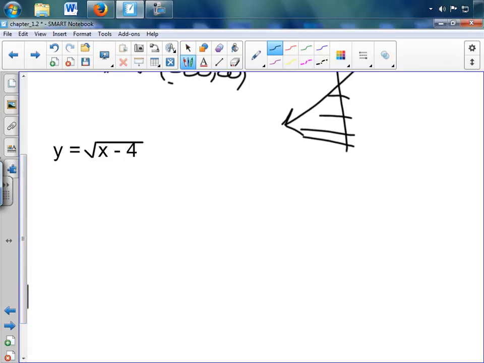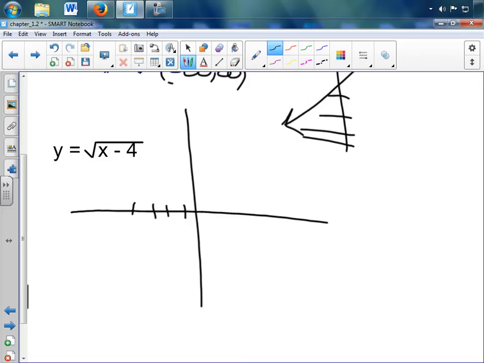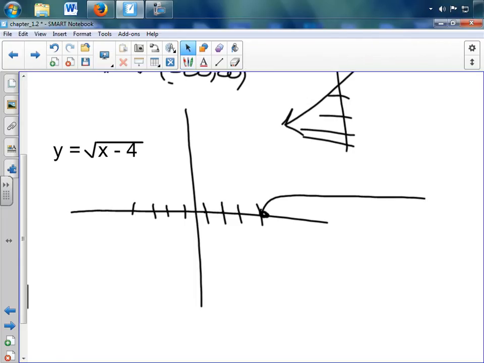Now, if you graph this, you're going to get something like, well, I can either go to the negative 4 and put a dot, or I can go to the positive 4, but this is the opposite of what you think it would be, so it goes here, and it goes like this. What's its range?